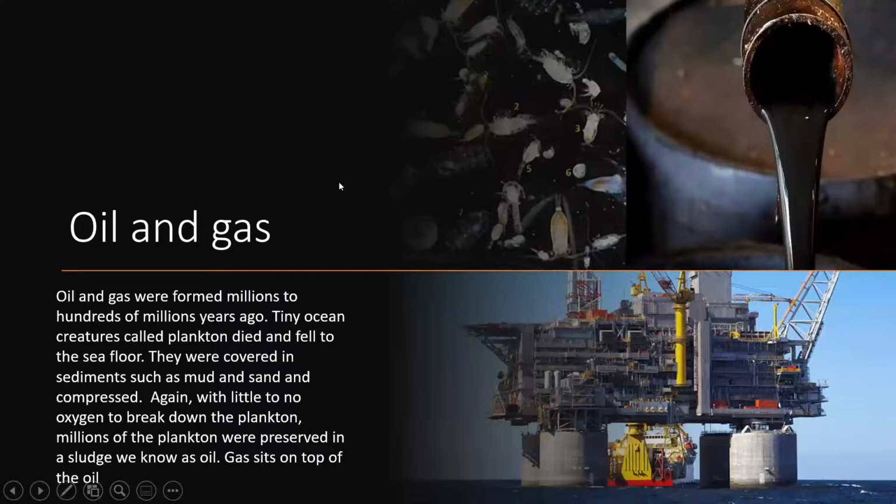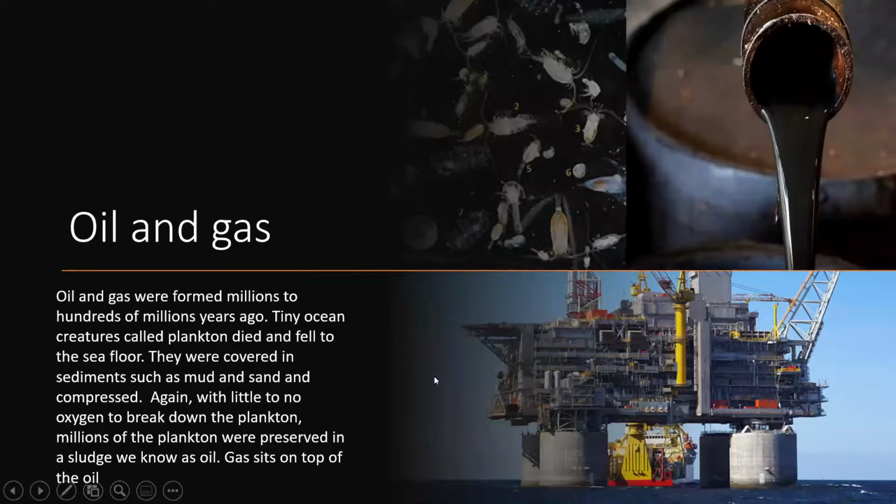So let's look at oil and gas for a minute. Hundreds of millions of years ago, underneath the ocean, tiny ocean creatures called plankton died and fell to the sea floor. They were covered in sediments such as mud and sand and compressed. Plankton are tiny organisms, tiny plants and animals. With little to no oxygen to break them down, millions of them were preserved in a sludge we know as oil.